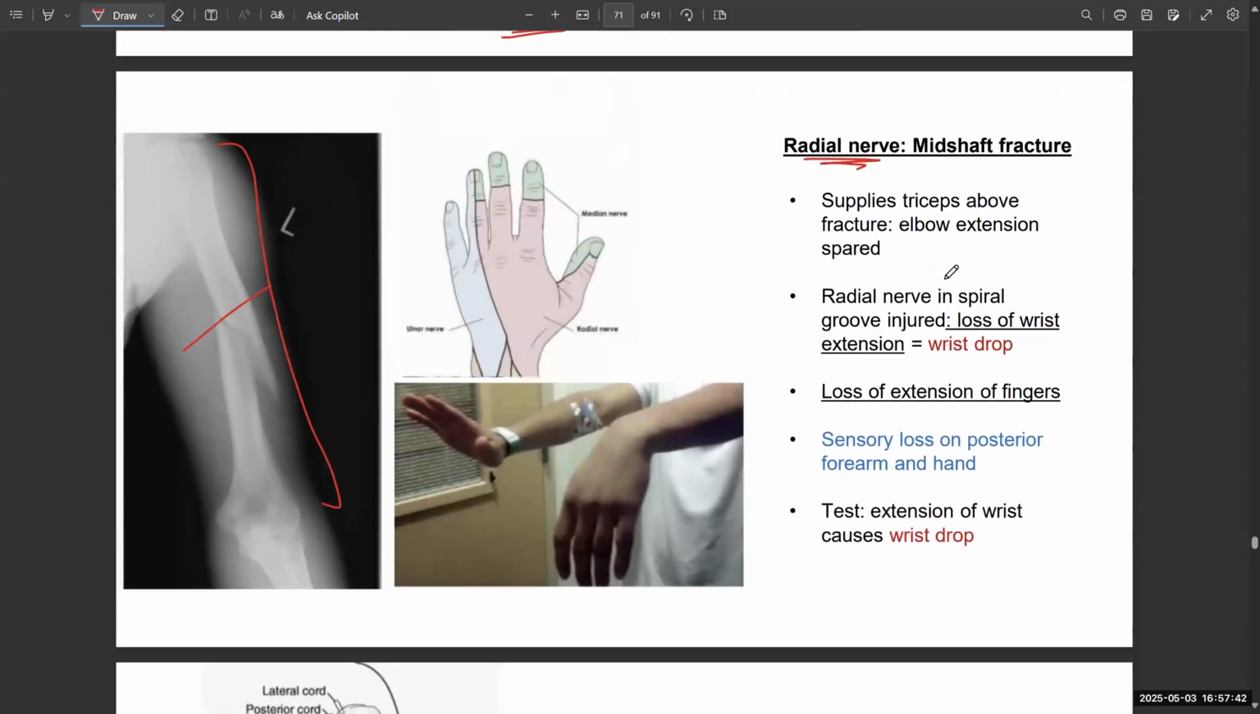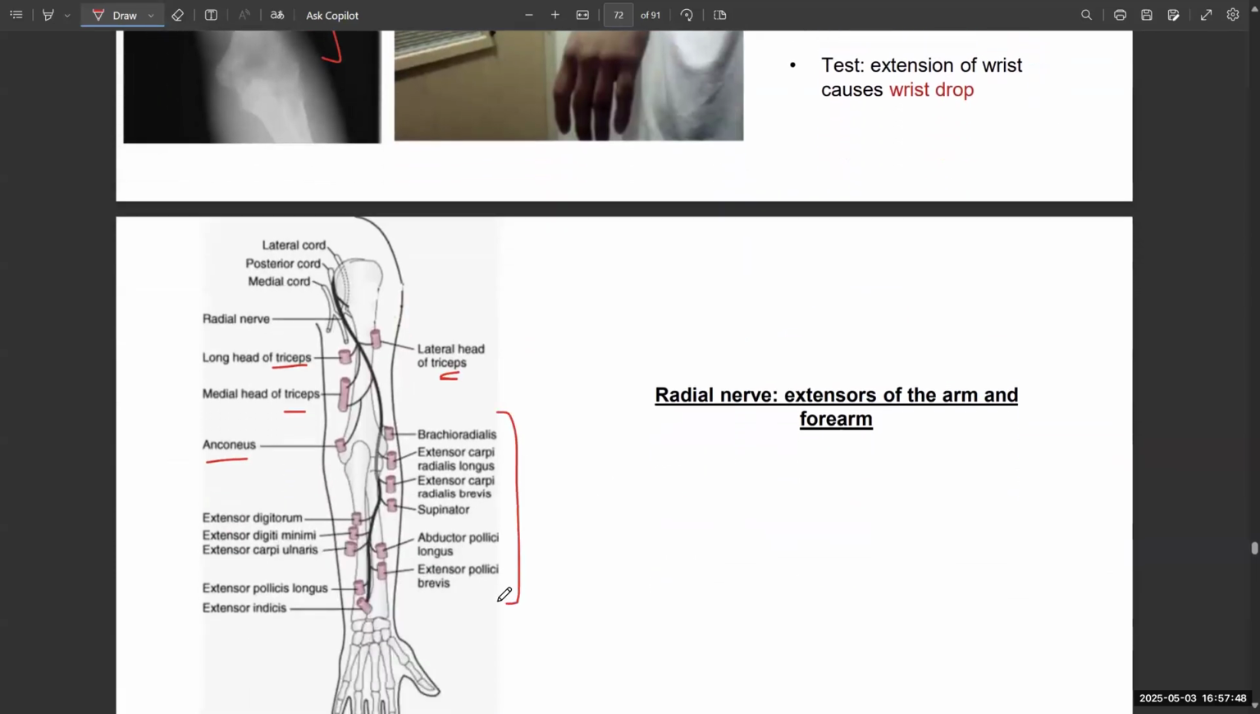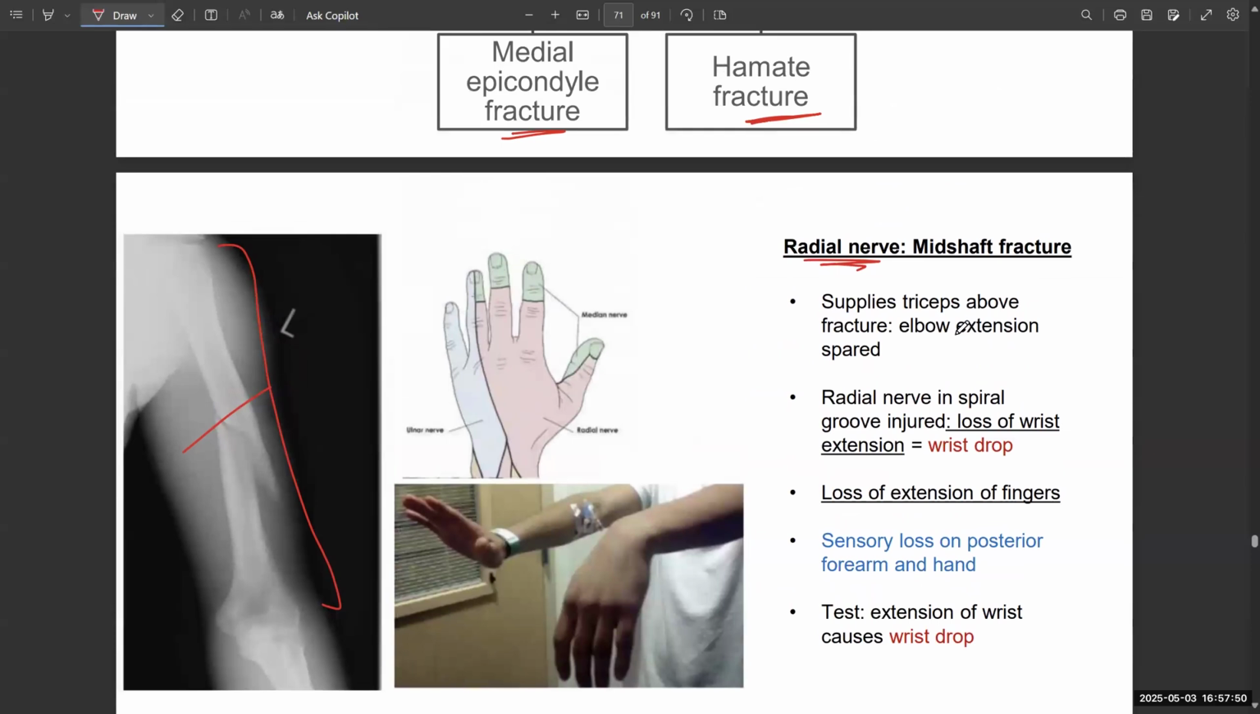And then it also supplies the extensors of the forearm, so all of these, right? So let's continue reading. It supplies the triceps above the fracture and elbow extension is spared. Basically the fracture is occurring here in the mid shaft. The triceps have already been supplied. So if you cut the nerve from here, everything downstream will be paralyzed, not upstream.